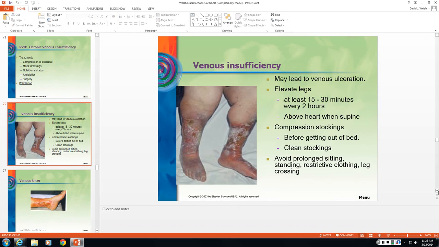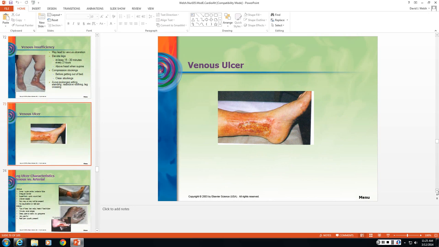Venous insufficiency, a lot of times it may lead to venous ulceration, so you want to elevate the legs at least 15 to 30 minutes every 2 hours. You want those to be above the heart when supine. Now, compression stockings, like we said before, put them on before getting out of bed, and make sure they keep clean stockings on. You want to avoid any kind of prolonged sitting, standing, or restrictive clothing or leg crossing. And this is just showing you what a venous ulcer looks like.